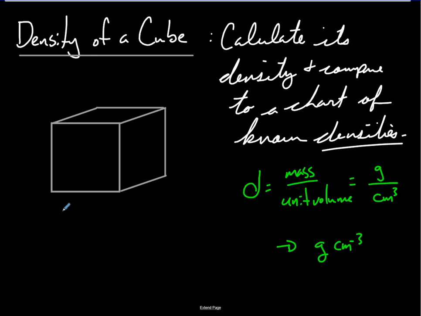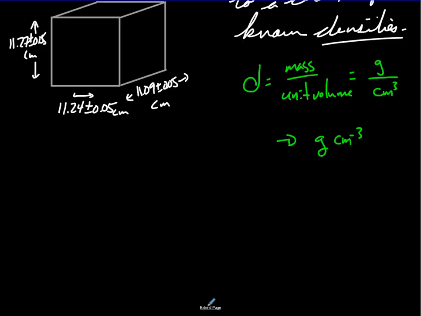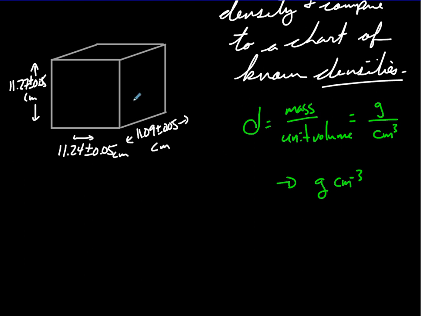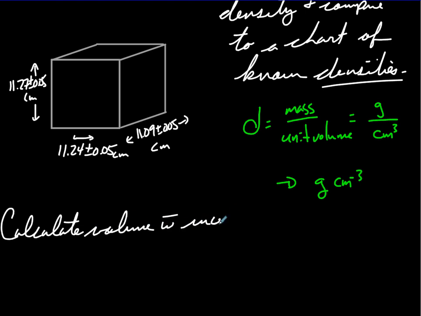Let's say this is, I don't know, 11.24 plus or minus 0.05 centimeters going this way. Let's say this one is 11.27 plus or minus 0.05, and that's in centimeters. And let's say it's like 11.09 plus or minus 0.05 going this way in terms of centimeters. So your first task is going to be to calculate the volume with uncertainty.